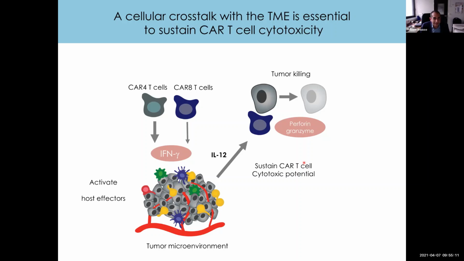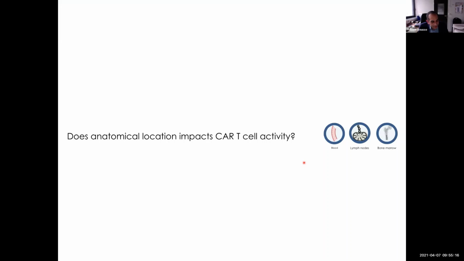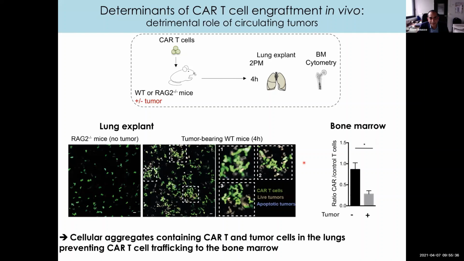And the final point is really how this anatomical location impacts CAR T cell activity, and are all the interactions established by CAR T cells beneficial interactions? I would like just to mention briefly two observations that we've made. One is something that happens really within minutes of transfer of the CAR T cells, when these CAR T cells encounter their target in the circulation. This happens, for example, if the disease has progressed a lot and there's a high tumor burden, then the CAR T cells can see a substantial fraction of the tumor in the circulation.